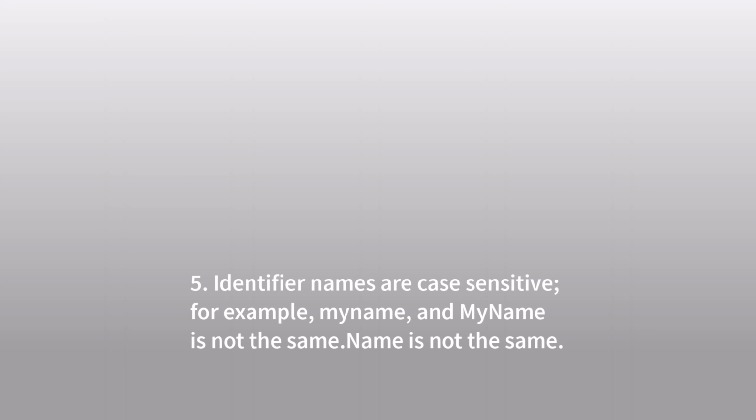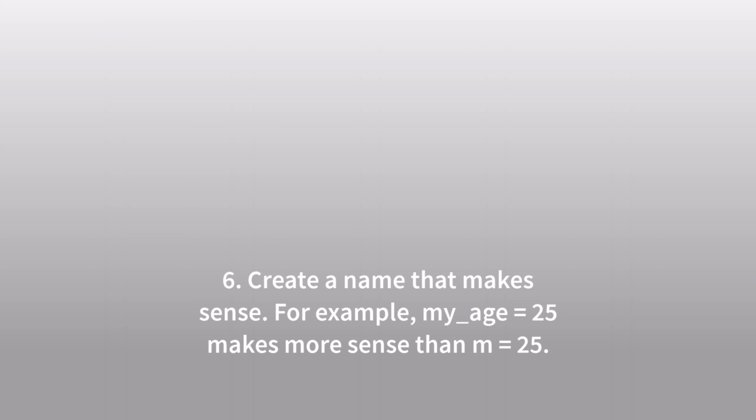Number 6. Create a name that makes sense. For example, my underscore age equal to 25 makes more sense than m equal to 25. Now I'll show you some examples of valid identifiers: a123, underscore n underscore 9, etc. These are some valid identifiers.